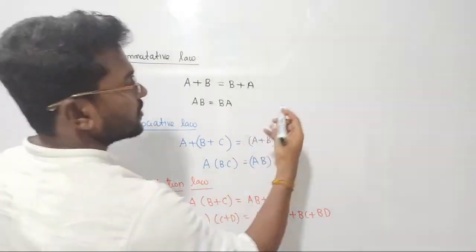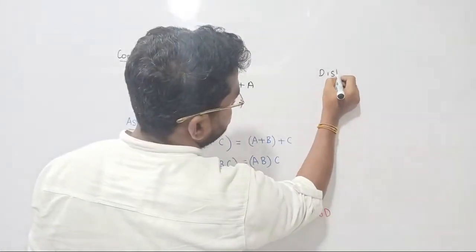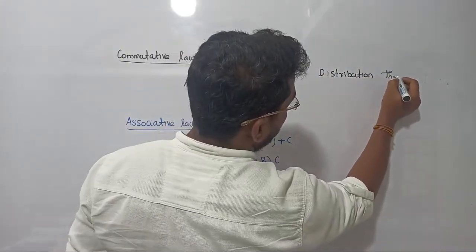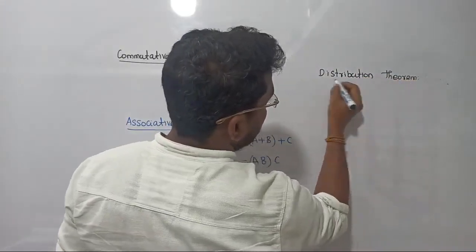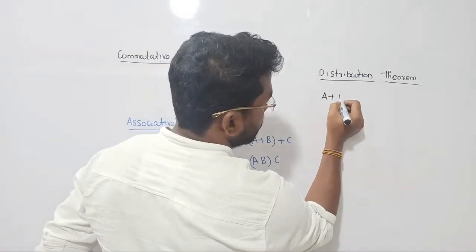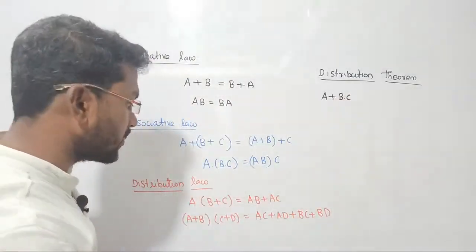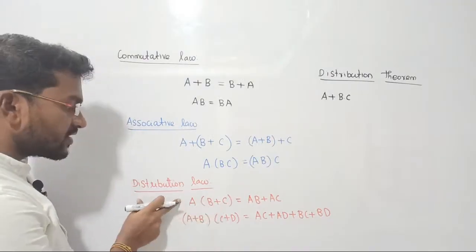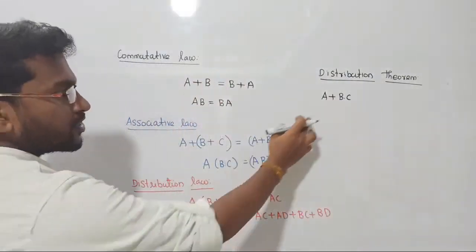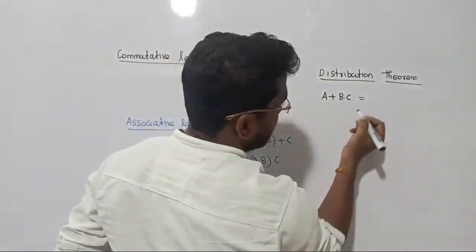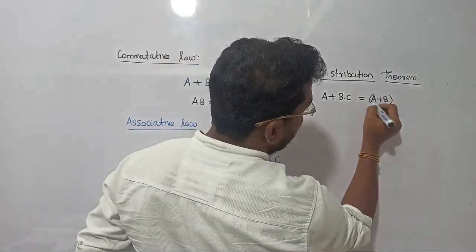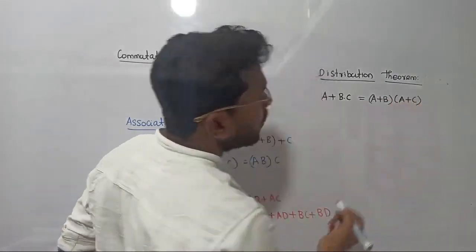Let me introduce the next one, that is called distribution theorem. According to distribution theorem, if I have a function like this, a plus b dot c, see, this is a dot b plus c, this is distribution law. This is also called distribution theorem only. But here it is just opposite to this one. So this function, a plus b dot c, can be rewritten as a plus b dot a plus c.